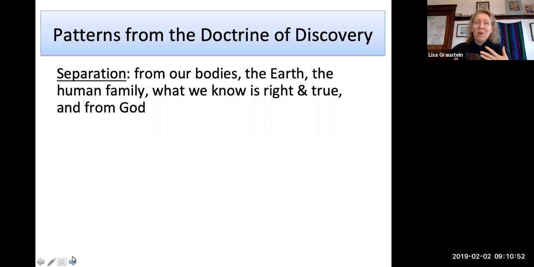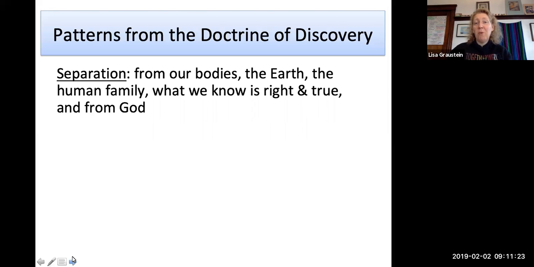It's also separation from the earth. So under the doctrine of discovery, the earth is a thing to be used and exploited, as opposed to creation that we have responsibility to tend and care for and are intimately a part of. It's separation from the rest of the human family, that the doctrine of discovery, in order to control the peoples of the Western Hemisphere and the other people who immigrated or were trafficked here, have to be seen as somehow less than and not fully human. And so it's separation of people from each other.